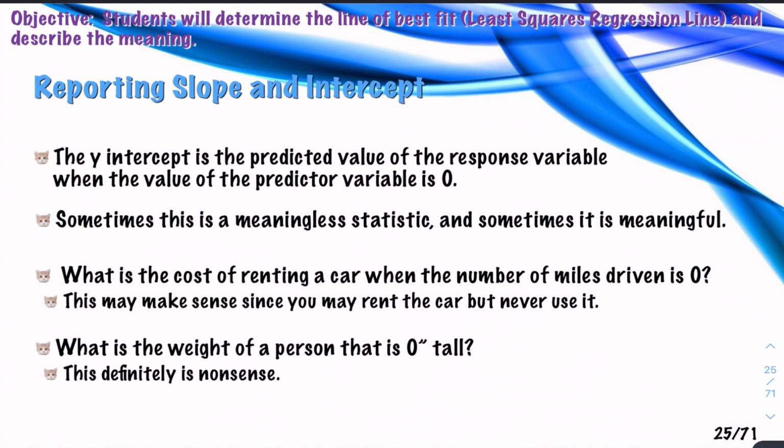The y-intercept is the predicted value of the response variable when the value of the predictor variable is 0. Sometimes this is a meaningless statistic, and sometimes it is meaningful. What is the cost of renting a car when the number of miles driven is 0? This may make sense, since you may rent the car but never use it. What is the weight of a person that is 0 inches tall? This is definitely nonsense. So sometimes it matters, sometimes it doesn't.